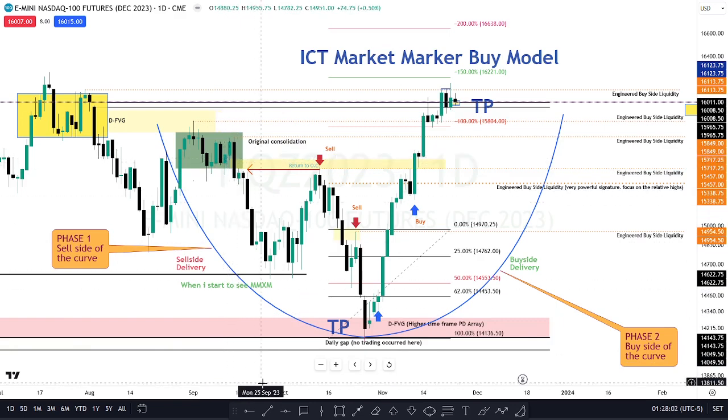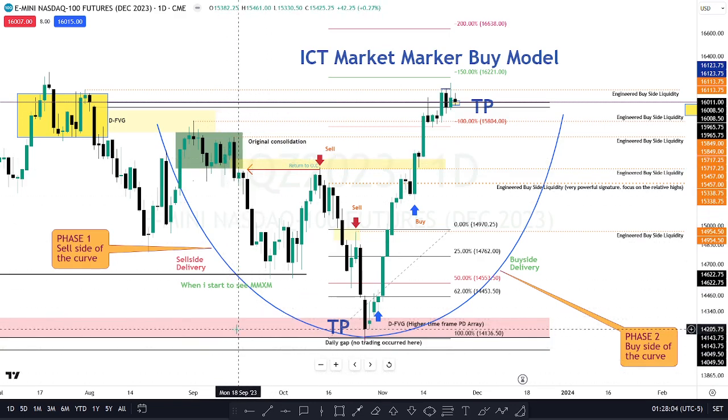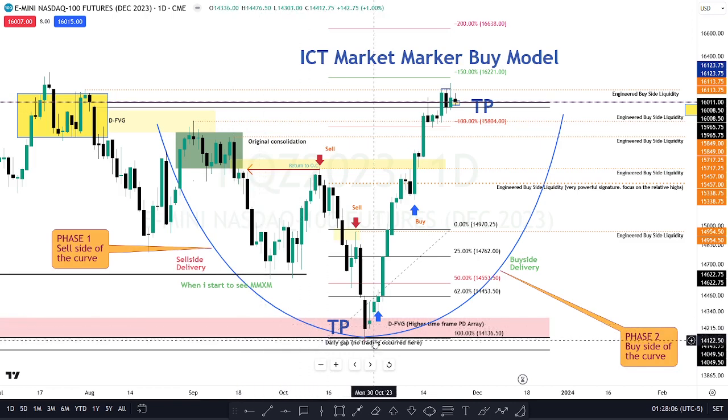Original consolidation, we know we want to go to the higher time frame POI. Then after that, what do? The price should go back above this original consolidation. That would be your TP. This is where we are.